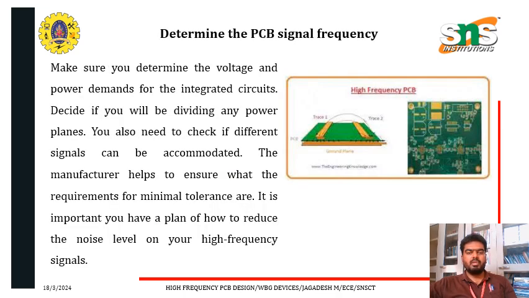Make sure you determine the voltage and power demands for the integrated circuits. Decide if you will be dividing any power planes. You also need to check if different signals can be accommodated. The manufacturer helps to ensure what the requirements are for minimal tolerance rate. It is important to have a plan of how to reduce the noise level on your high frequency signals.